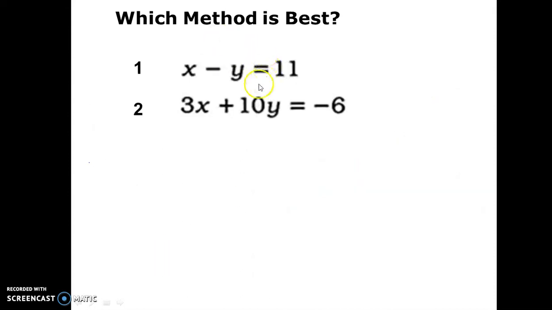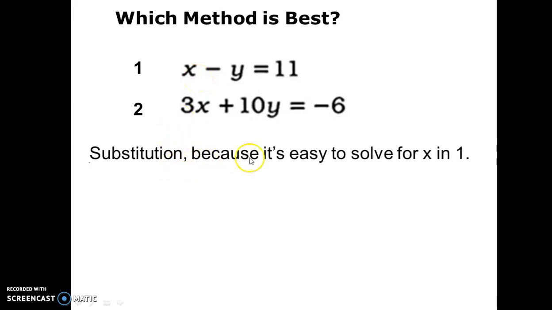So let's look at this one. Which method is best? If we ignore graphing and we just concentrate on substitution or elimination, then we look at this and say which is best. Well, in this case, check it out. It's pretty easy to do substitution because it's easy to solve for x in equation 1. Here, to solve for x would be pretty easy. You just do plus y and it would move it over there. It's also easy to solve for y, but solving for x is really easy because when you add y, y becomes positive, everything's positive. That makes a really easy substitution.